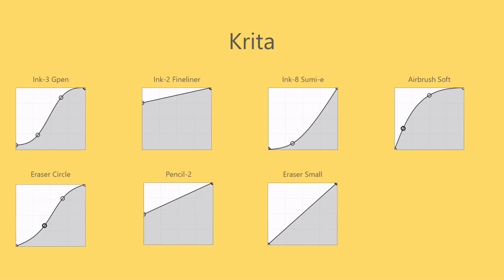The Ink 2 Fineliner and Pencil 2 brushes, they really constrain the output. I think that makes sense for these brushes. They're trying to mimic their real-world counterparts that don't change their width very much as you press down harder. The Ink 8 Sumi E brush has a basic curve that bows down, while the Airbrush Soft brush has a basic curve that bows up. And finally, the Eraser Small brush uses the null pressure curve.